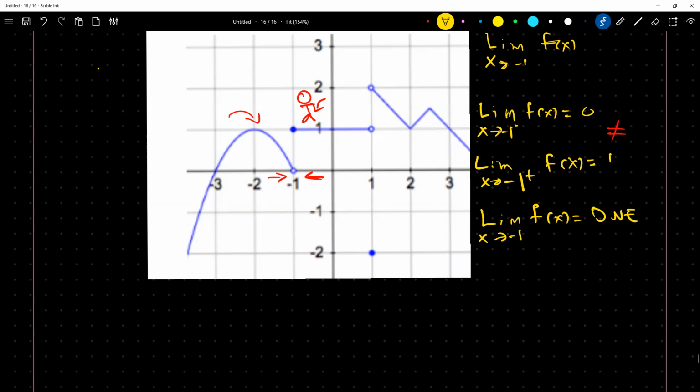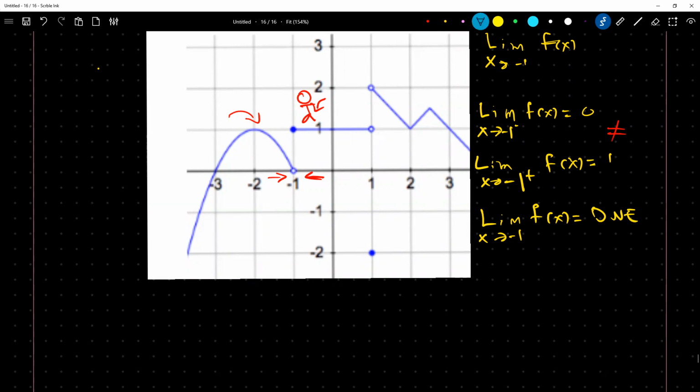Now, there is a left side limit and there is a right side limit. That's important to note because later on, we'll talk about left and right side continuity. Just know that you can still have a left side limit and a right side limit. But if they're not the same, then you don't have a limit in general at that location. So if the left side limit does not equal the right side limit, we say the limit does not exist.